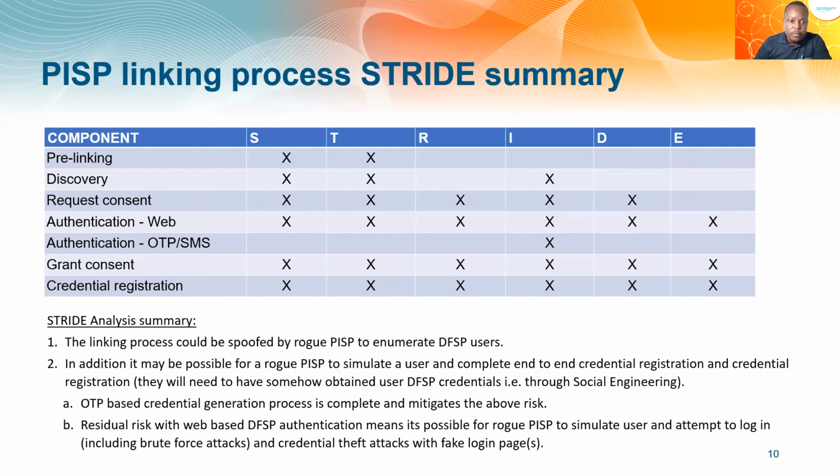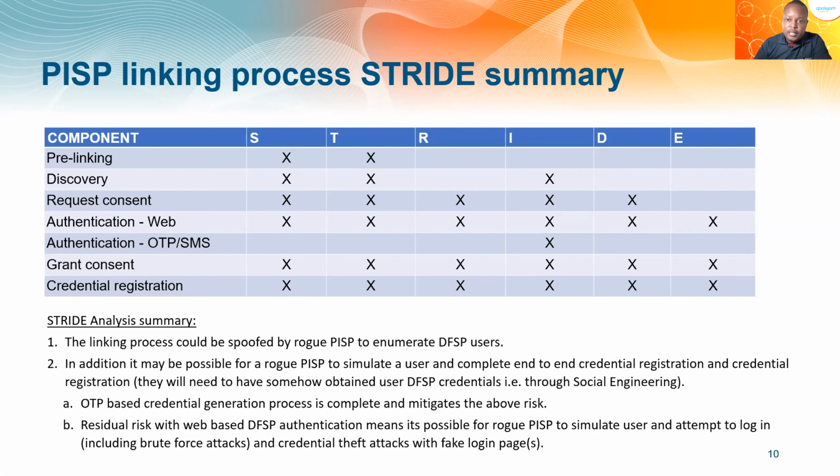From this diagram, we were able to develop a STRIDE summary, basically identifying, based on the STRIDE process, what are some of the areas that could go wrong within the linking process. And as we can see here, the areas with the X are areas where we felt there was a possibility of a risk, and we are in discussions in terms of mitigations around it.